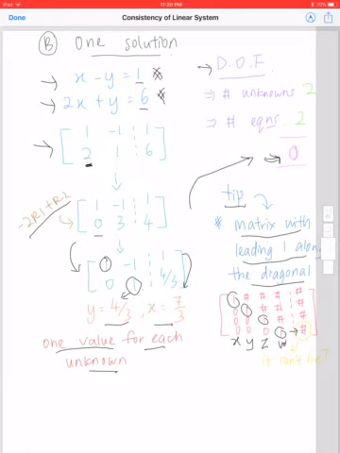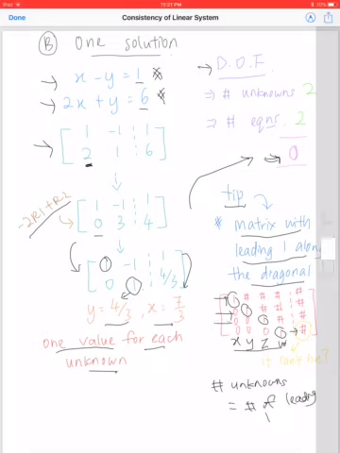So for this system to have one solution, the number of unknowns must be equal to the number of leading 1s, which means that if you have 4 unknowns, you should have 4 rows starting with 1.